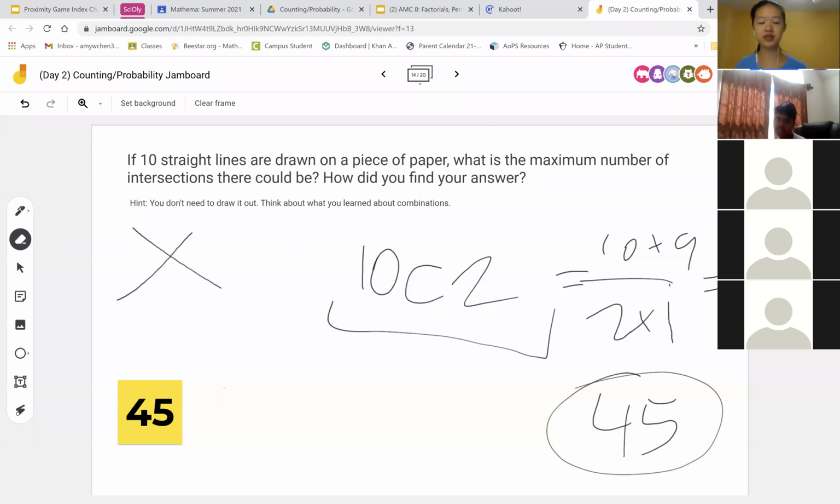Let's do a shape question. Slide 16 on the Jamboard, where it says how many diagonals will a regular convex 20-sided shape have? Slide 16.